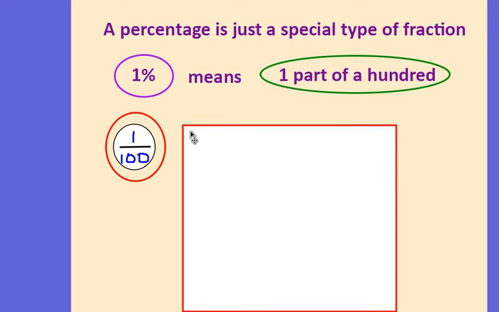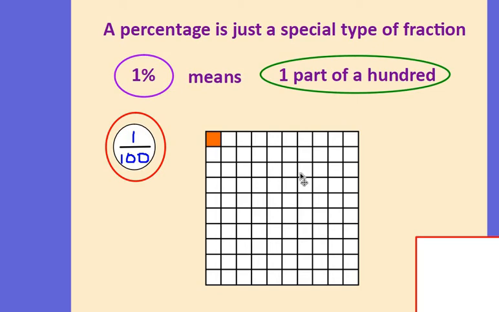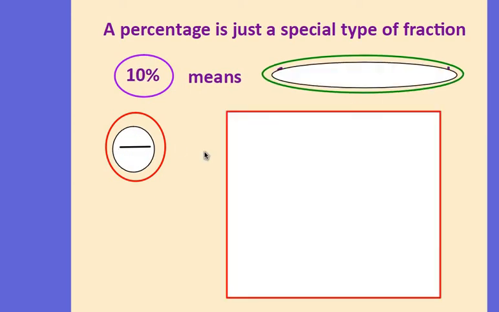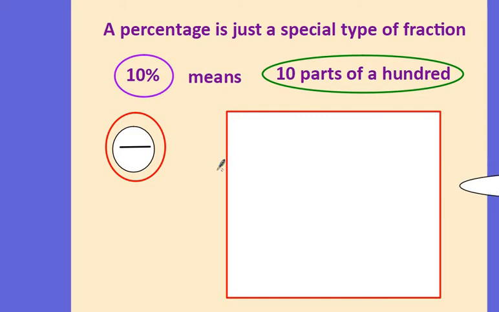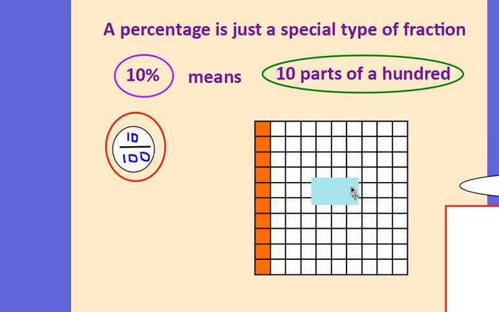If I wanted to draw that in a diagram, if I had 100 squares, I'd just shade in one of them. 1 out of 100. So 10%, what could that mean? What could 10% mean for me, Rosie? 10 parts out of 100, brilliant, and I can write that as 10 out of 100. Elliot, if I've got 100 squares, how many would I shade in to represent 10% therefore? Exactly, 10 of them. And the rest of my square would be the other 90%, because 90 plus 10% gives me my 100%.